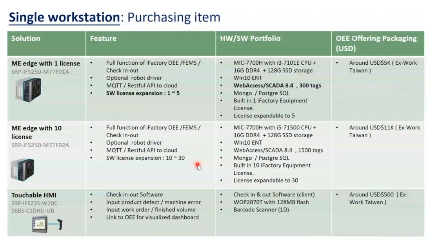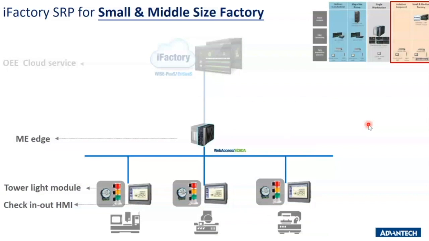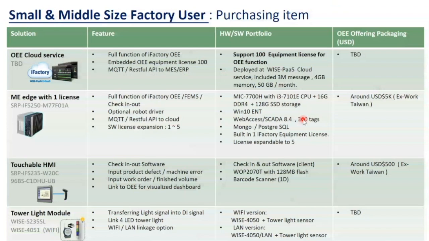Okay. So last, we talk about the small and middle-sized factory. For this group of customers, yes, they also need all this connectivity. The difference here is that for them, they might consider our OEE cloud services. Our headquarters will come out with the OEE cloud services, which could be available soon in our marketplace. The idea is for this package to support 100 equipment licenses for the OEE function.